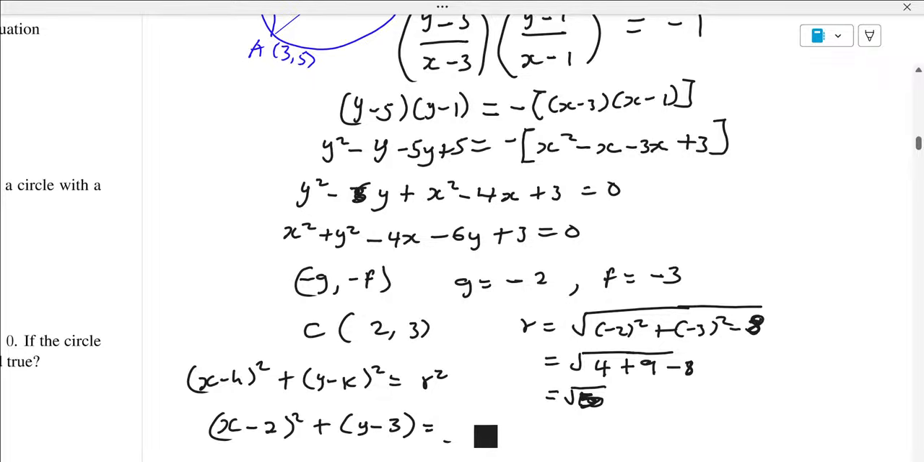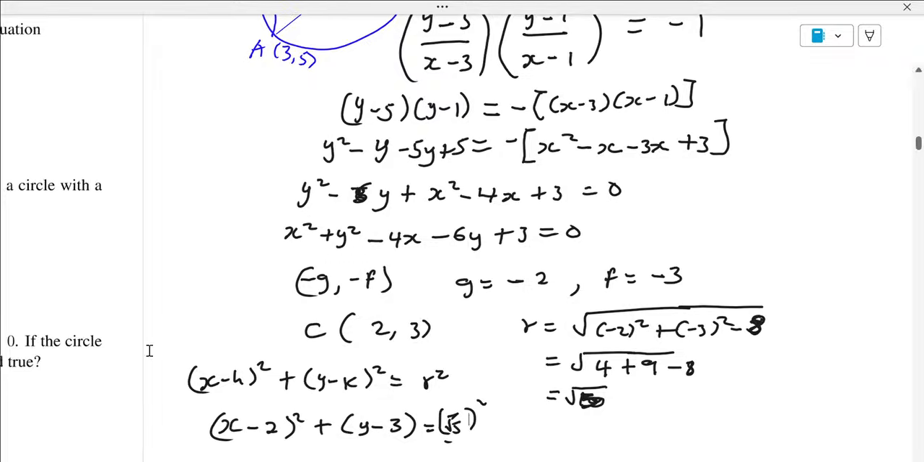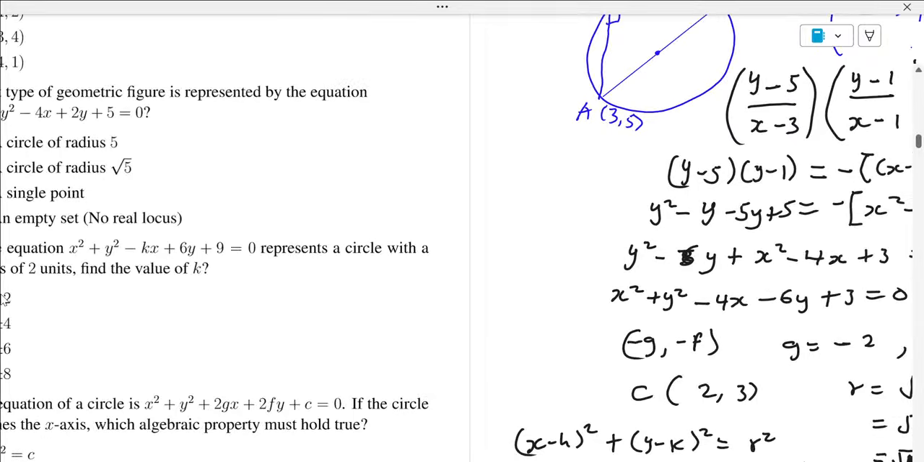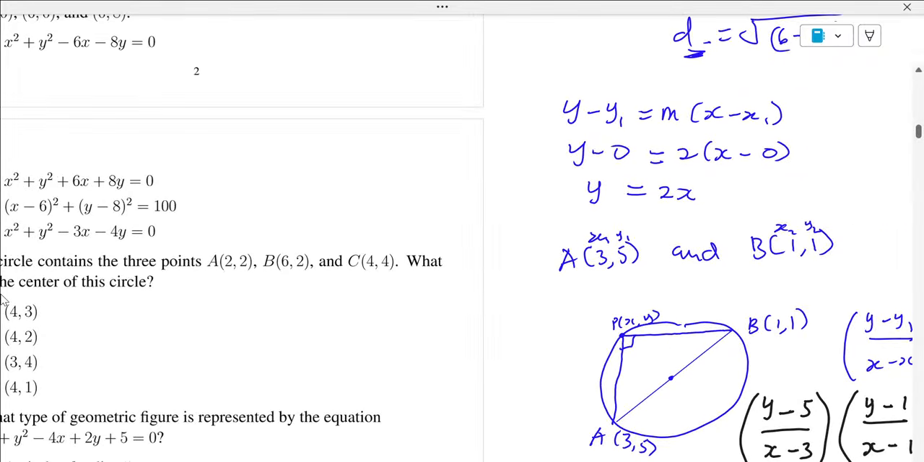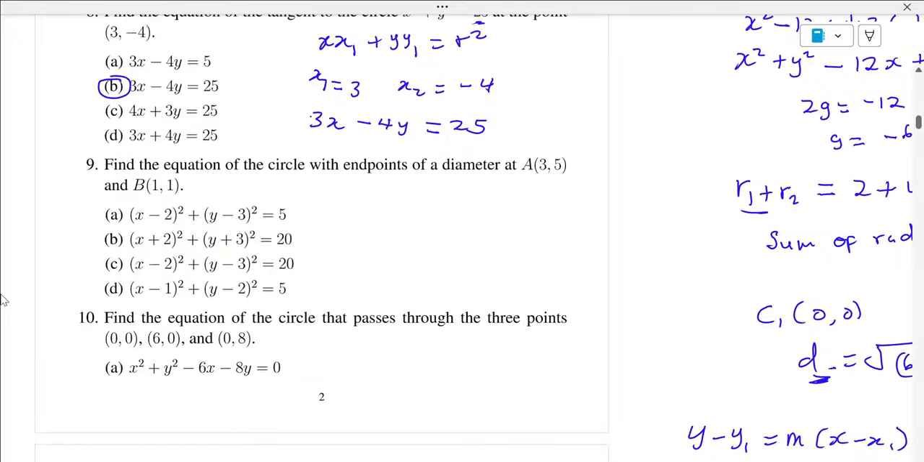And so if I have that, I'm going to have root 5 squared, and that is the same as 5. So the correct answer to this question is (x minus 2) squared plus (y minus 3) squared equal to 5. So which of them corresponds to our answer? And then the answer will be A. Alright.